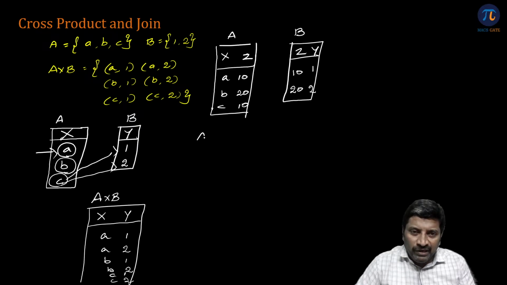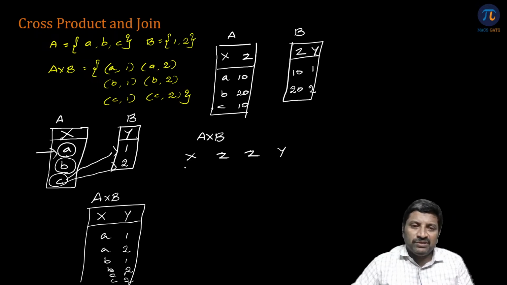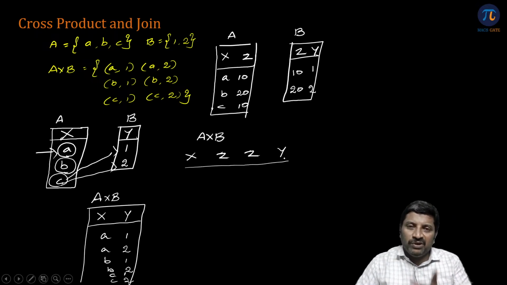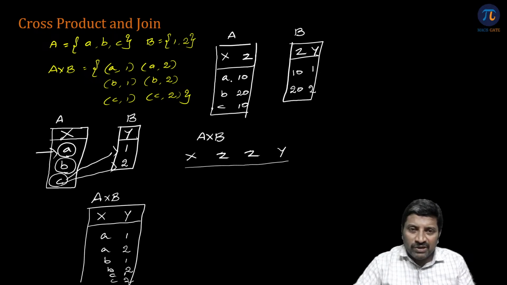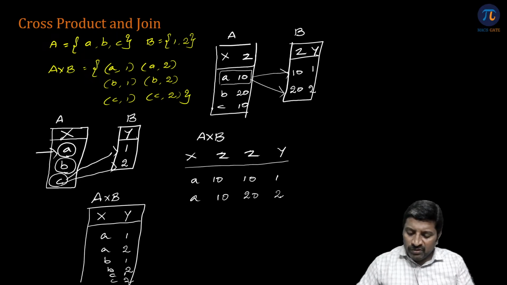Fine. Now, if we form the cross product, the resultant will have four columns, two from the first table and two from the second table. Now consider the first record. What is the first record, sir? A10. This is mapped to the first one as well as the second one. So A10, 10, 1. A10, 20. So we completed the part for the first record.